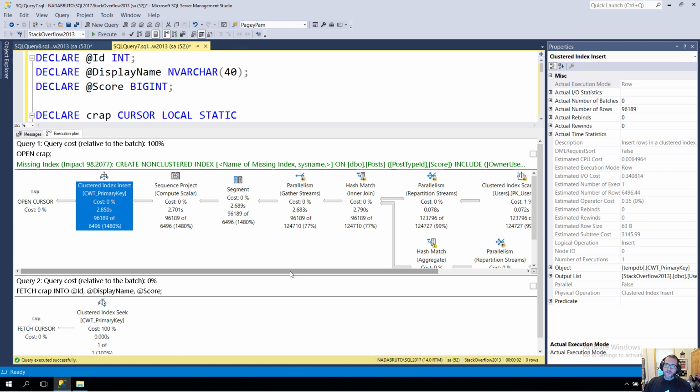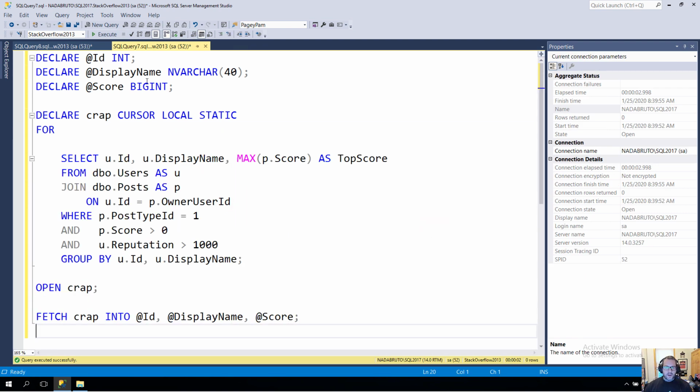I think cursors are a bit inevitable in some cases, and some people might watch this video and hiss because I'm talking about ways to tune a cursor rather than just getting rid of the cursor. Well, what if I was going to take ID, display name, and score, and feed those into a stored procedure, and I had to run that stored procedure over a whole bunch of rows? How else am I really going to do that?